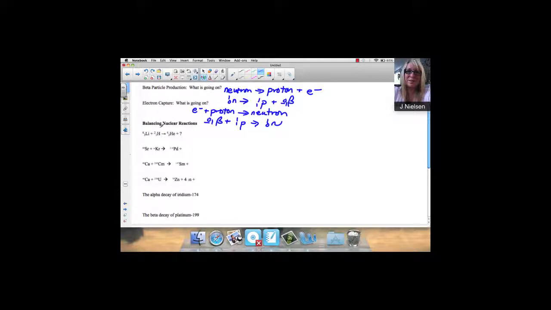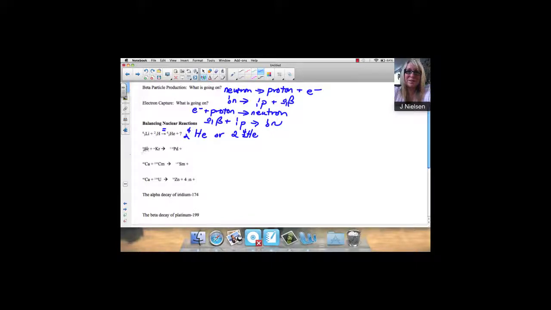Remember when you're balancing nuclear reactions that the mass on the left must equal the mass on the right, and the charge on the left must equal the charge on the right. I'm going to go through these relatively quickly because this is a Regents concept and you should be able to do this. So if I have 6 plus 2 is 8 on the left and I have 4, this has to be 4. So the 8 matches up. 3 and 1 is 4. If this is 2, this is 2, so this is just another alpha particle. Or it can just be simply written as 4, 2, He.